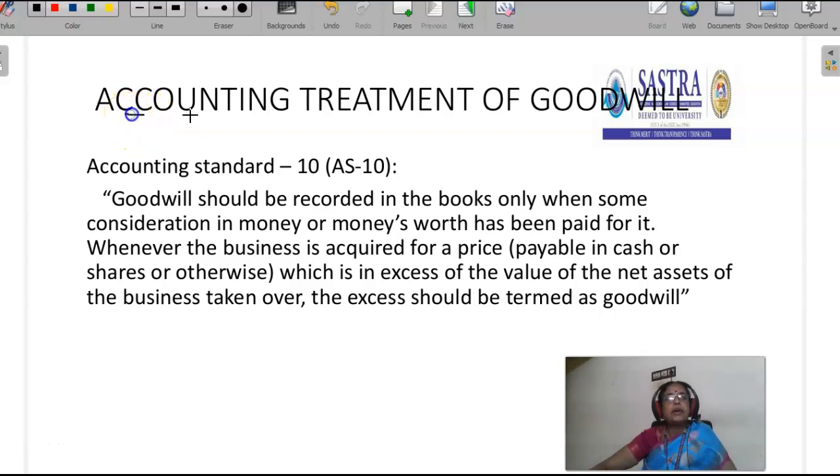The next topic is accounting treatment of goodwill. In the last class, we have discussed the meaning of goodwill. It is very difficult to define goodwill. Goodwill is nothing but the reputation of the particular business. The reputation, in the sense of favorable location, consumer attitude, consumer patronage towards that shop, good surroundings, good car parking facilities. All those things are pointed out here and taken into consideration.